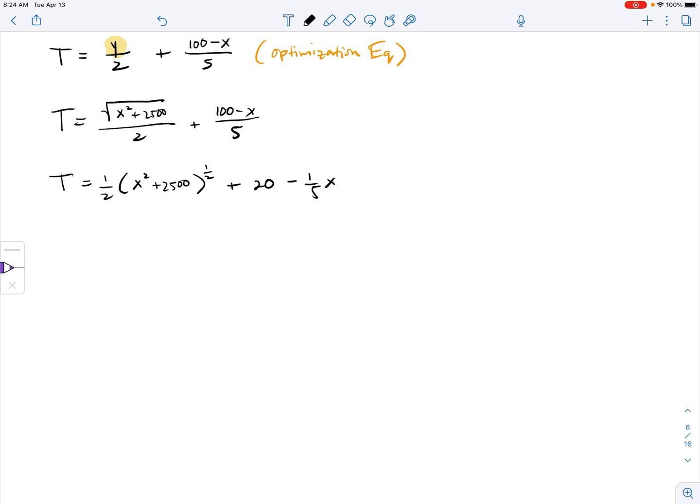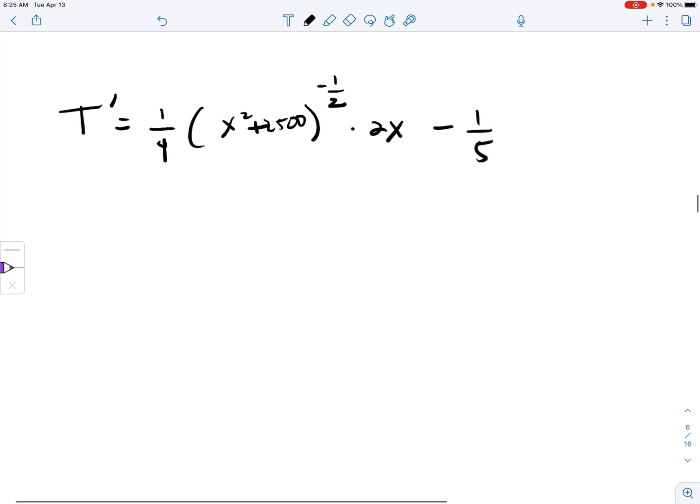Okay, so we're ready to take the derivative. T prime. Okay. Thinking chain rule for differentiating the 1/2 times the quantity x squared plus 2500 to the 1/2 power. That would be derivative of the outside, leave the inside alone, times the derivative of the inside. And then derivative of the constant 20 is 0. And then derivative of minus 1/5 x would just be minus 1/5.